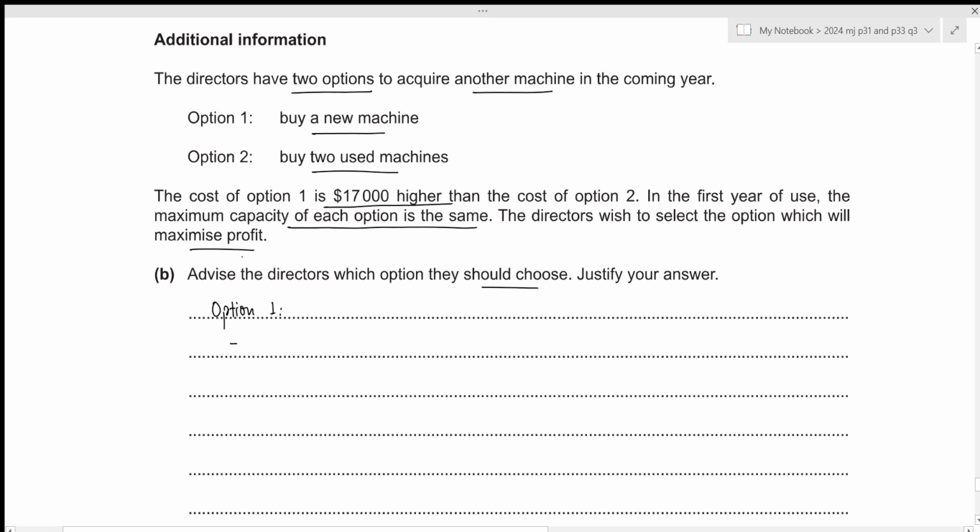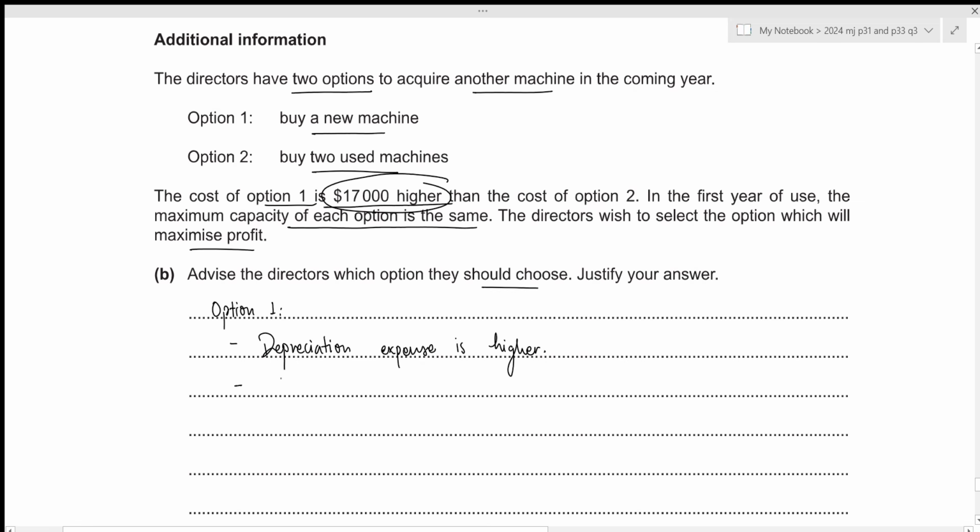If we're looking at profit, let us talk about depreciation. We know that the cost of option 1 is 17,000 higher. It means that the depreciation charge for option 1 will definitely be higher, which will reduce the profit. Let's write it down. Depreciation expense is higher.